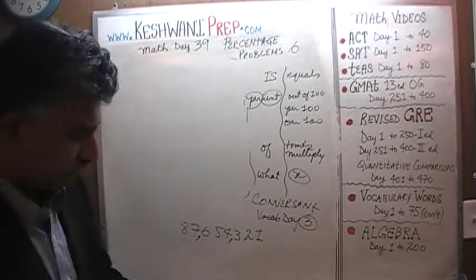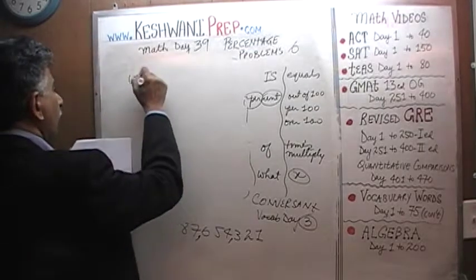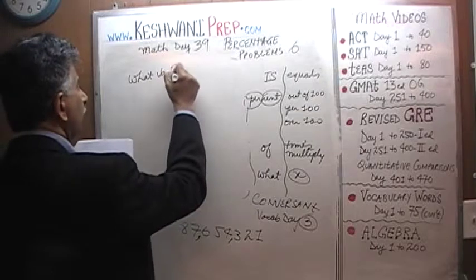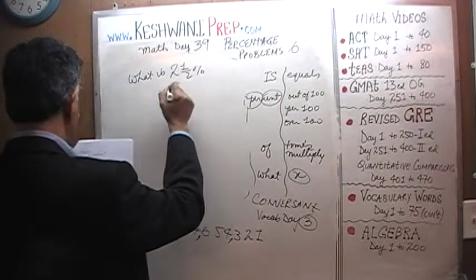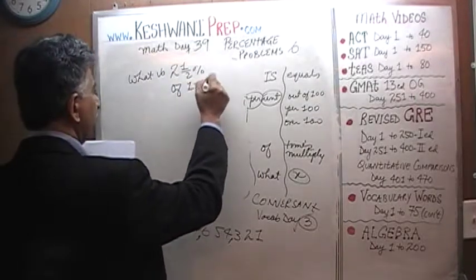I'll do the next one fast. The next one is, what is 2.5% of 1,160?